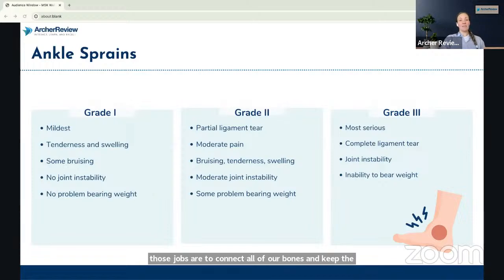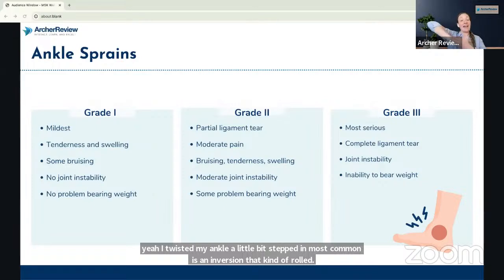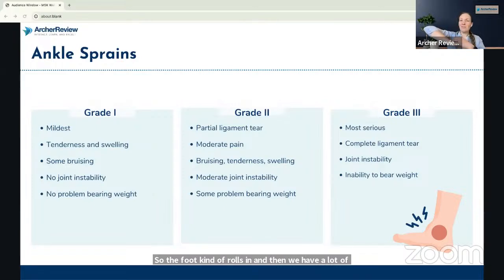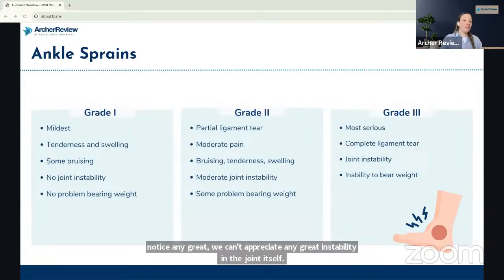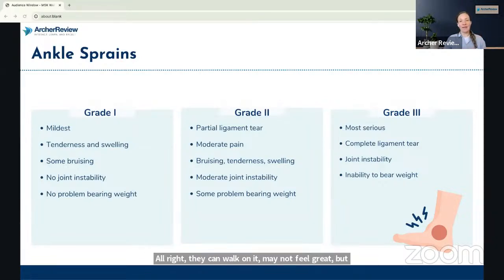We can get mild grade 1 ankle sprains. Here, your patient's going to present and say, yeah, I twisted my ankle a little bit, stepped in something. Most common is an inversion, where the foot kind of rolls in, and then we have a lot of pain on that lateral side, okay? We may have a little bit of bruising here, but when we test it side to side, we can't appreciate any great instability in the joint itself, all right? They can walk on it, may not feel great, but they can walk on it, okay?